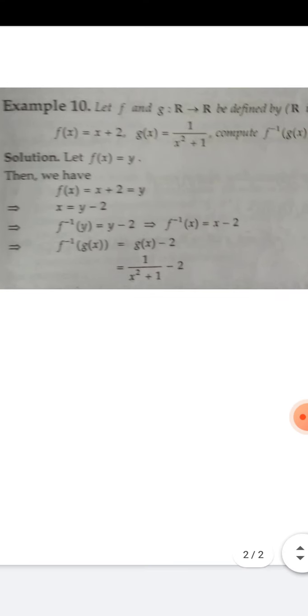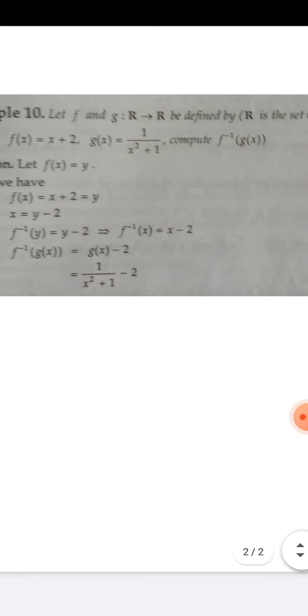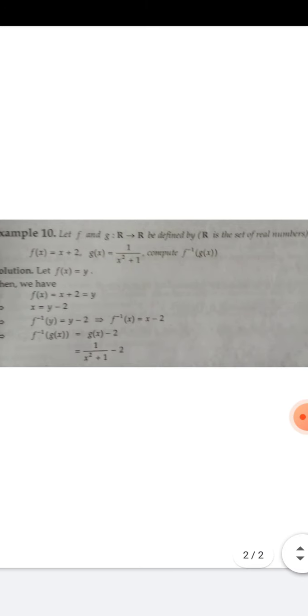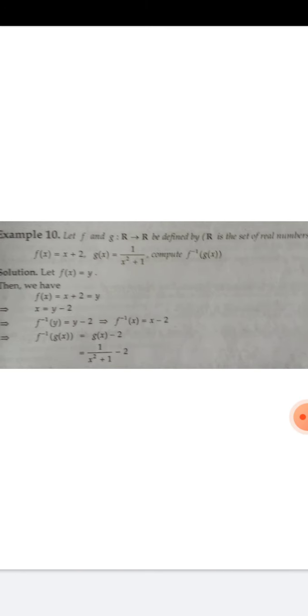Let's see another numerical example. Here two functions are given. Let f and g be functions from R to R. R stands for real numbers. Real means numbers which are not imaginary, so there should be no square root of -1. They are defined on R, the set of real numbers. The equations given are f(x) is equal to x plus 2, and g(x) is equal to 1 upon x square plus 1. We have to compute f inverse of g(x). Let's see here.